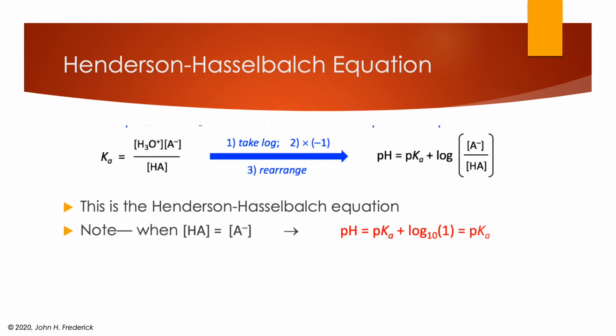I want to note something special about this. It says that when those two concentrations are equal, when the weak acid and its conjugate base are both present in equal amounts, then the ratio is going to be equal to 1. So the log of 1 is 0, so that means the pH is just going to equal the pKa. So it gives us a really simple, direct way of determining pH for a solution in which you have those both present.